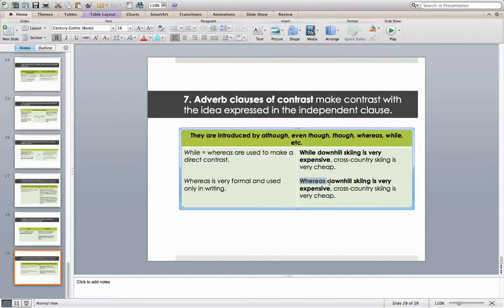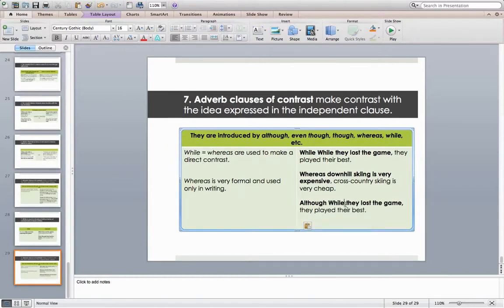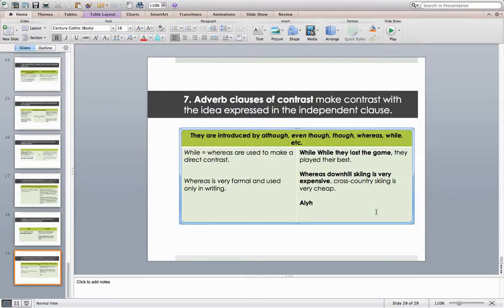Whereas is something you don't need to know how to use, but if you see it, you have to know it means this. Okay. Although is another thing you could use there. Oops. Okay, I'm just having to type it in right. I'm sorry, getting messy at the end here.